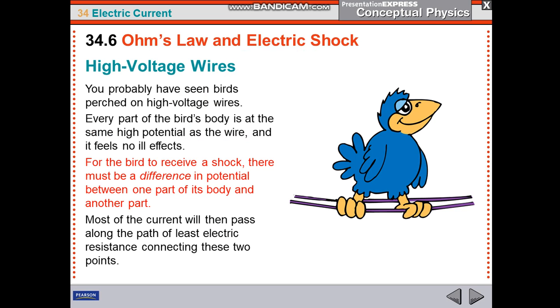For the bird to receive a shock, there must be a difference in potential. So there should be a difference in potential between one part of its body and another part. Most of the current will then pass along the path of least electric resistance connecting these two wires. So in high voltage wires, one wire is at a low potential and one is at high potential, but you can see birds perched on a single wire, so there will be no difference in potential on this wire, and the bird will not get any electric shock.